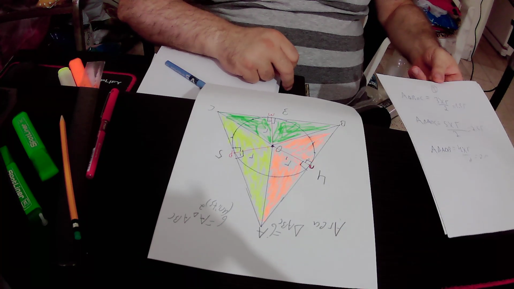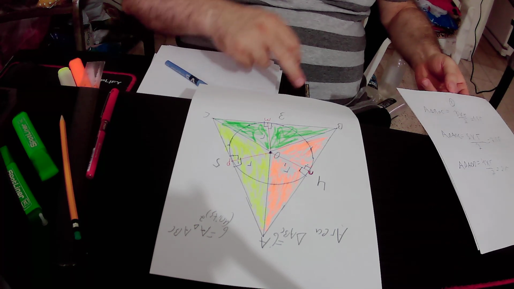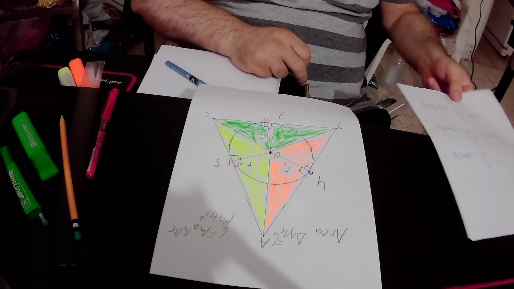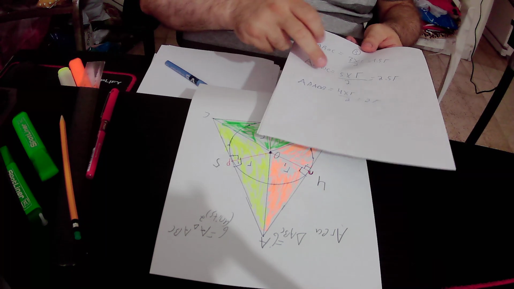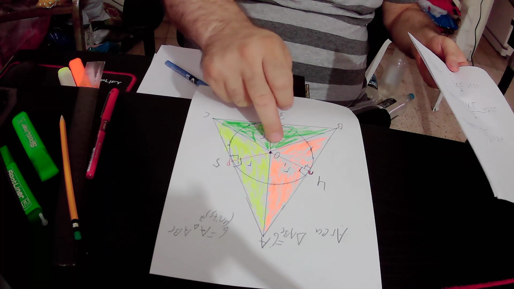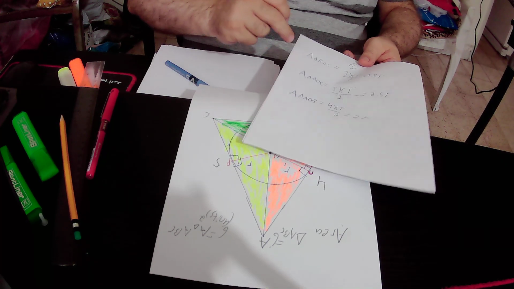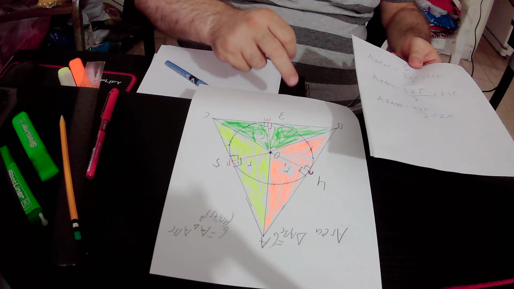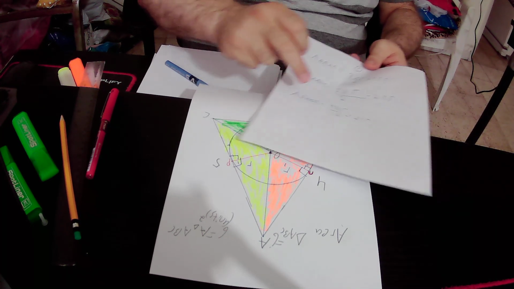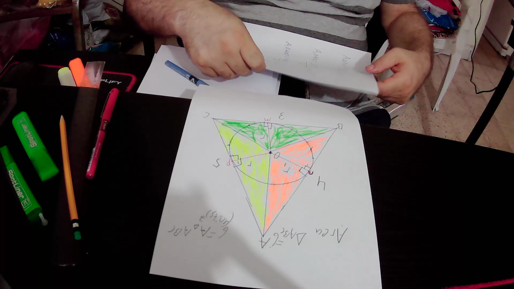Okay, and we also calculated the area of the orange triangle. The area of the orange triangle equals the base of the triangle, that equals 4 units, times the height of the triangle, that equals the radius of the circle, all divided by 2. Or the area of the orange triangle equals 2 times the radius.